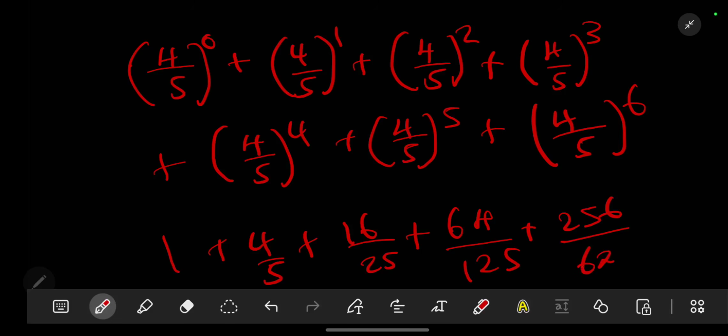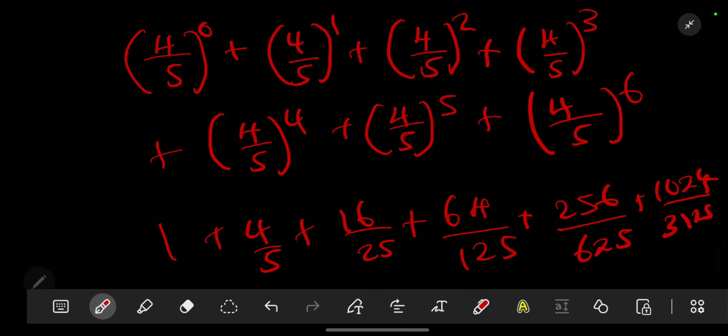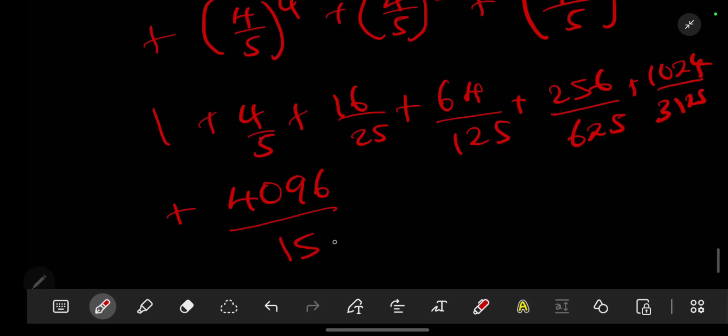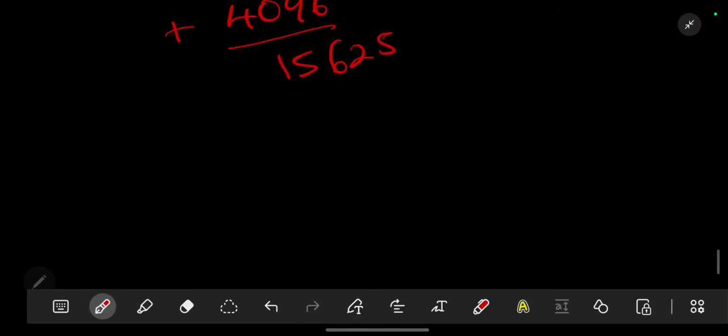256 over 625, the values continue like that. 1024 over 5 to the power 5 was found to be 3,125. Then finally plus the 4,096 over 15,625. What did we have? 625. So when you add these, you're still going to get the same answer, but you can make a mistake with that. So it's better to just go like that. So let's look at our next question.